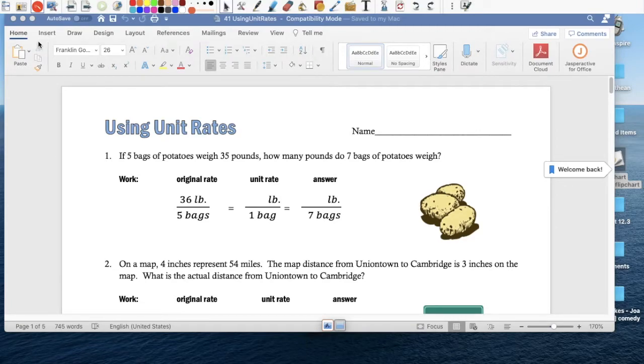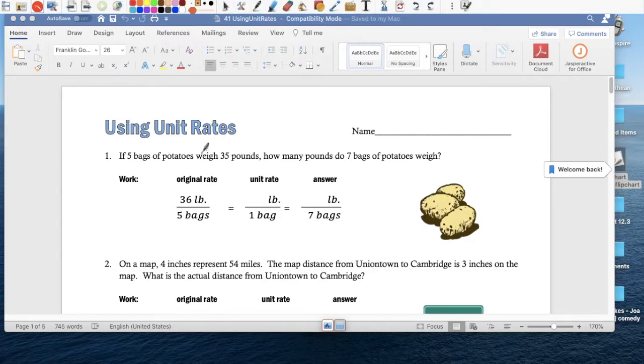So let's look at the first example. The unit rates are coming in very handy, so that we can solve problems because it makes life much easier. So let's look at the first example here. Sorry guys, I'm a little bit lost here.